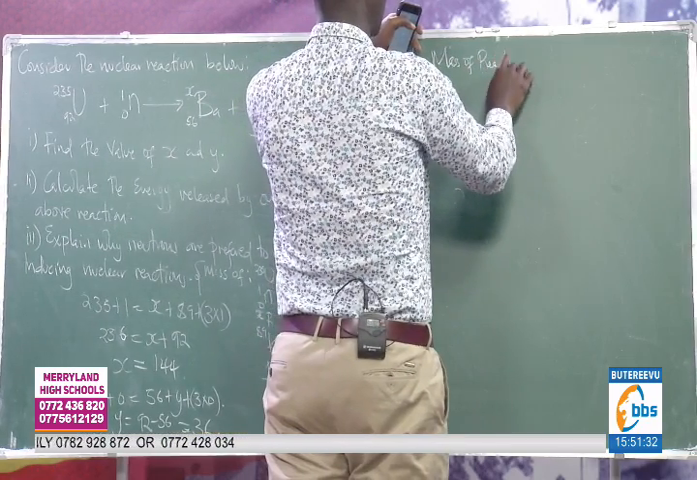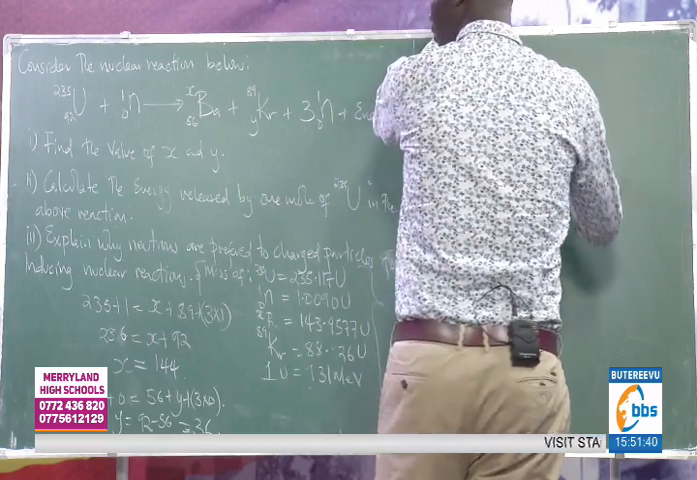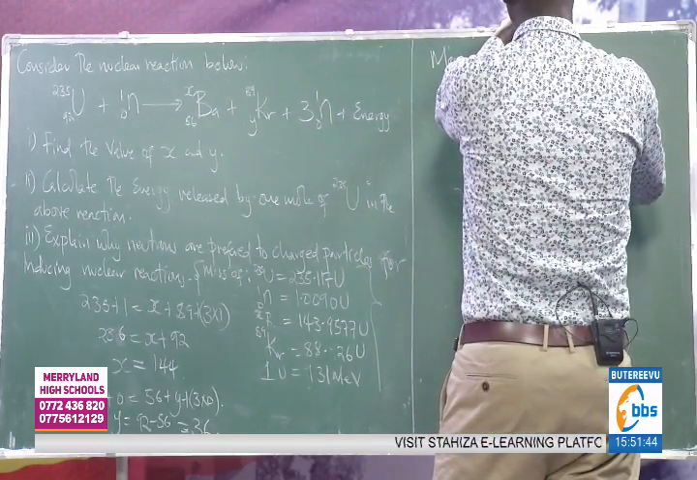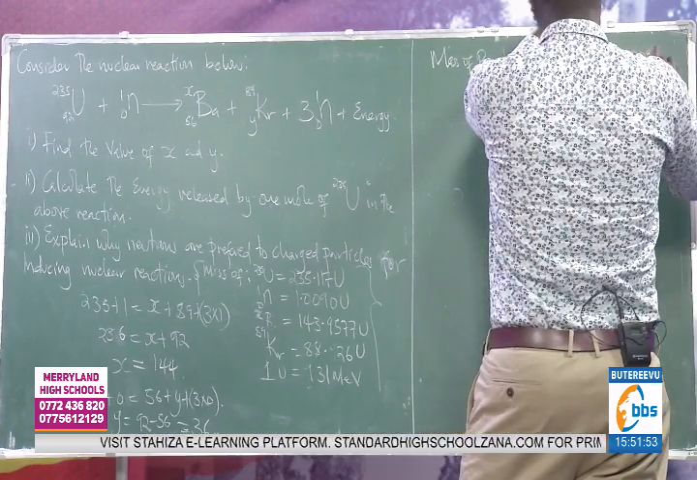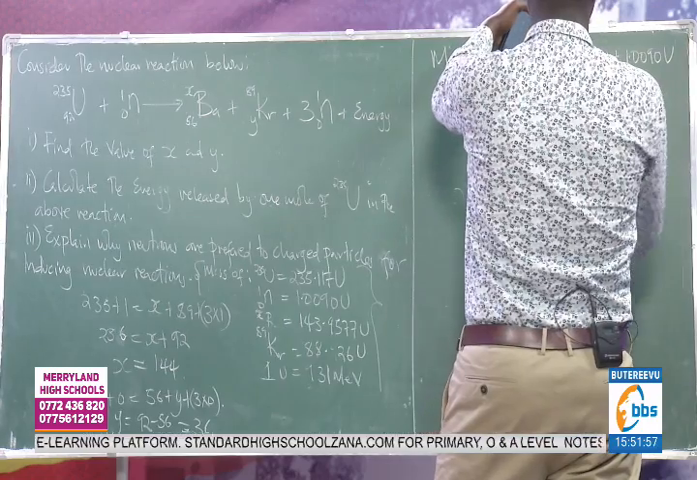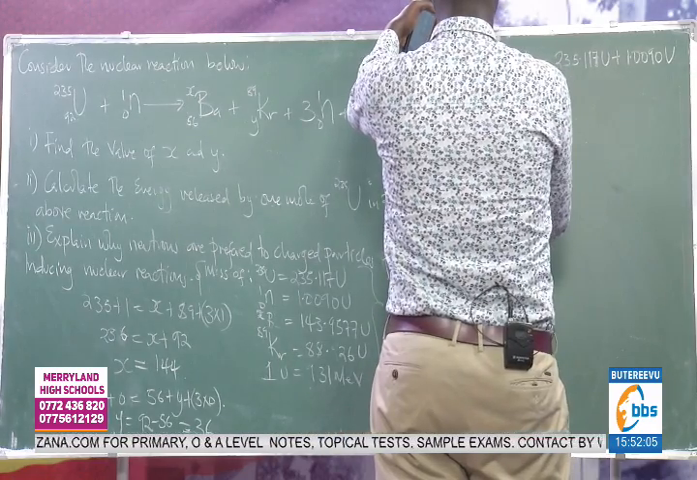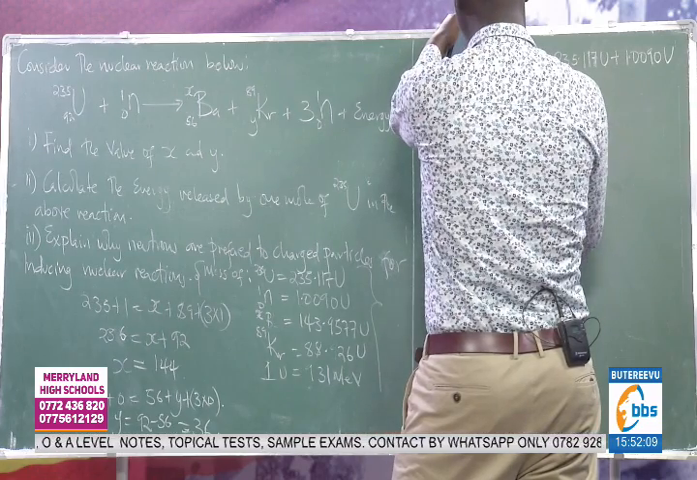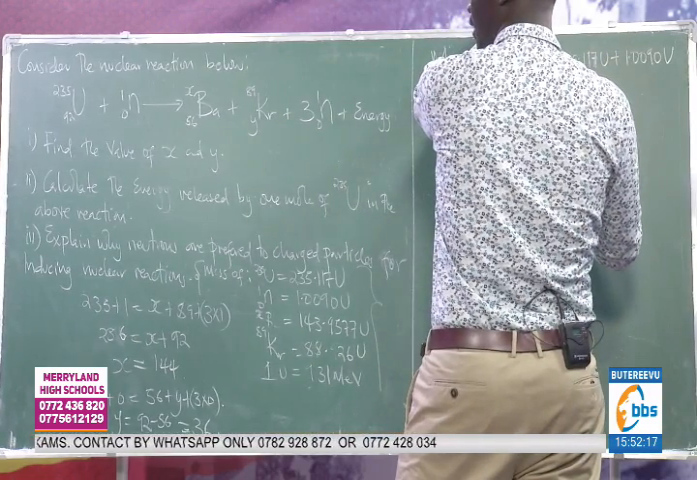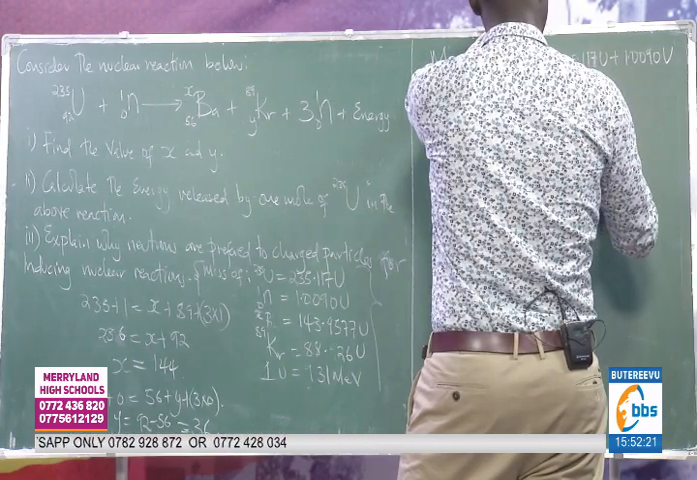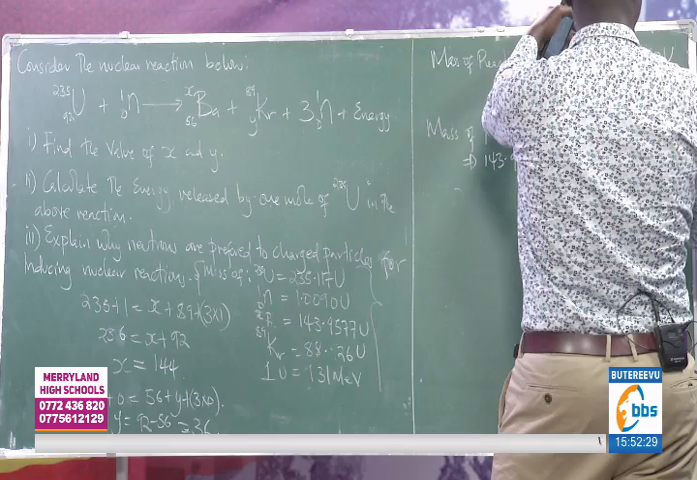Mass of reactants. That is the mass of uranium-235, which I've been given as 235.117 U. Mass of the neutron is 1.0090 U. So add that. Then the mass of the products. I have the barium, which is 143.9577 U. The krypton, that is 88.926 U. Then the 3 neutrons, which come in excess, each 1.0090 U.